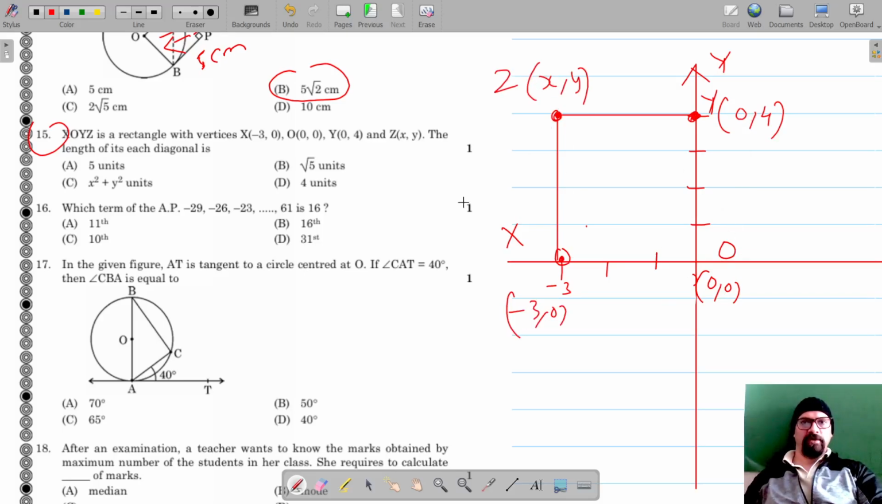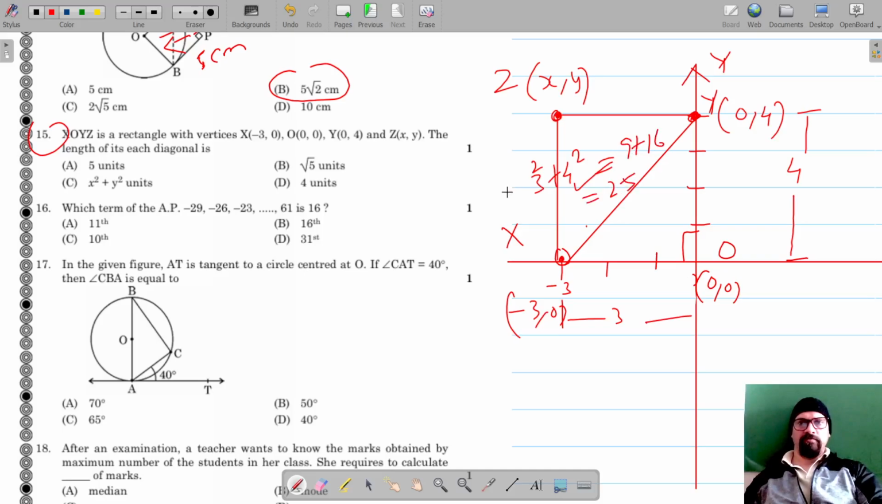We have to find the length of the diagonals, and we note that the diagonals in a rectangle are equal, so we can find either one of them. So this is the diagonal, and this distance is 4 units, and this distance is 3 units. This being a right angle triangle, the hypotenuse is the square root of the sum of the squares of the sides. So 3 square plus 4 square, 9 plus 16 is 25. So this is root 25, and root of 25 is 5. So 5 units is the correct option.